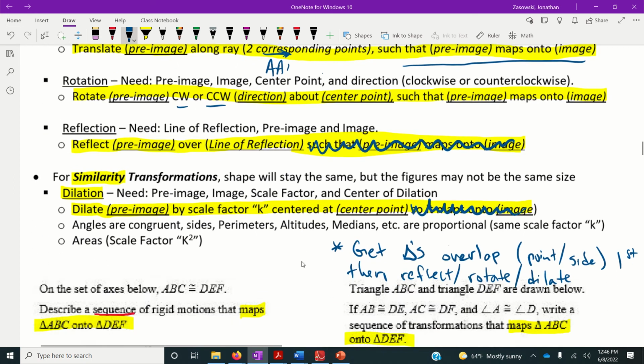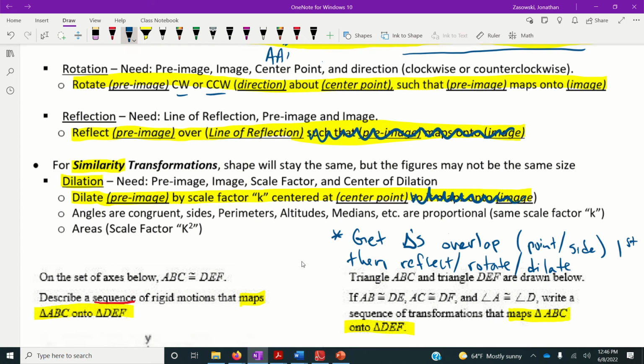And then a similarity transformation is going to be a dilation. So when we do a dilation, we always want to mention that we're dilating what shape by some scale factor k, by some number, and then what is it centered at? What point are we keeping still? Are we growing or shrinking towards? And remember, we can use either side lengths or perimeters or altitudes to create our scale factor.